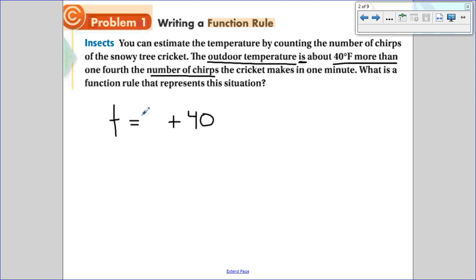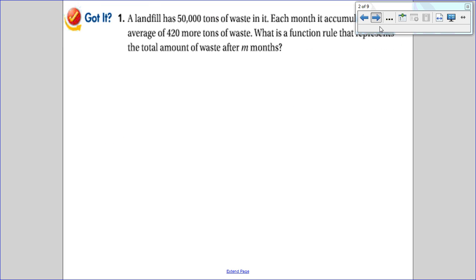So 1/4 the number of chirps. "Of" is usually multiplication, so 1/4 of the number of chirps, which is C. So now, if it chirped 100 times in a minute, 1/4 of 100 is 25, plus 40. The temperature would be approximately 65 degrees outside. But this is the function that we're looking for.